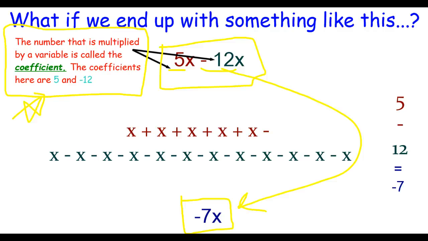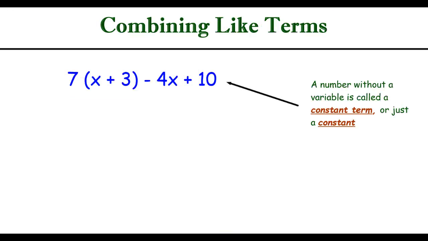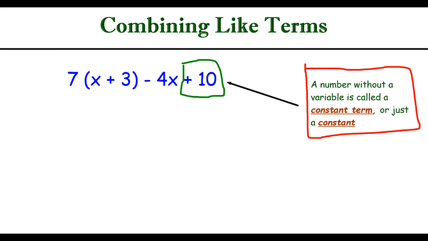So now that we've talked a little bit about combining like terms and using the distributive property, let's put the two of them together. Now, sometimes we end up with something like this plus 10, where there's not a variable, it's just a number. This is called a constant. Go ahead, pause the video, and write down both the expression and the definition of constant, and unpause when you're ready to move on.